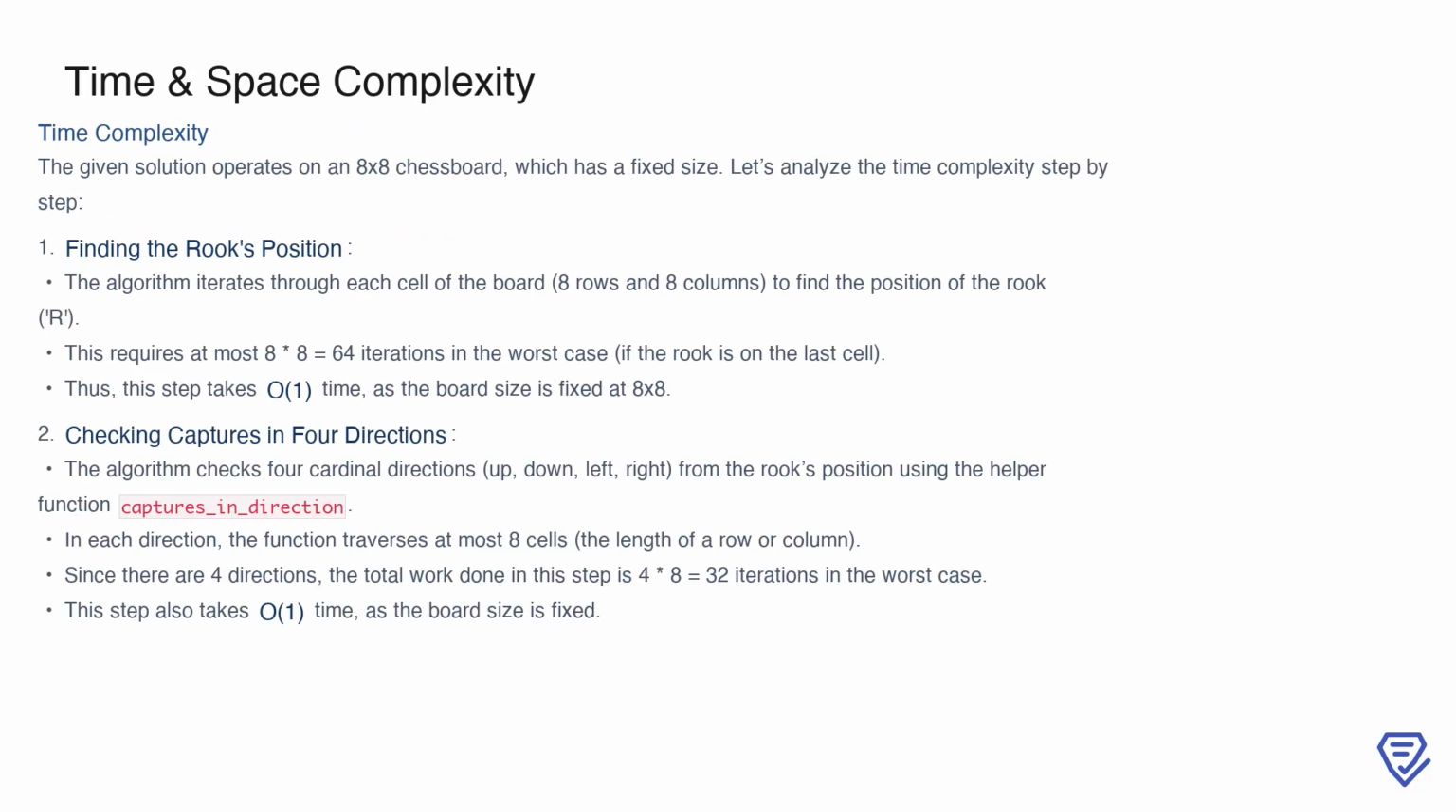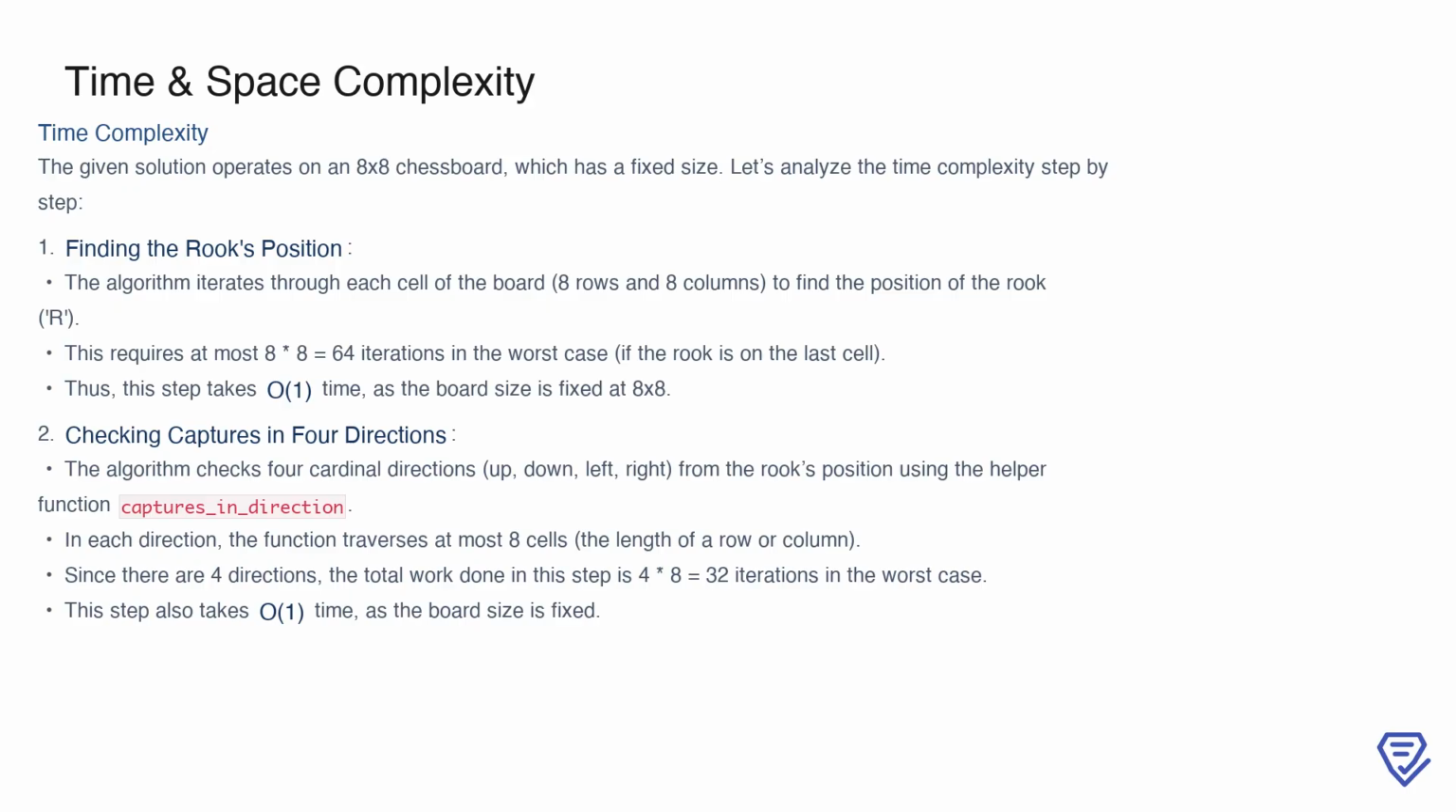The time complexity of our solution is determined by analyzing the operations performed on the fixed 8x8 chessboard. First, we locate the rook's position by iterating through each cell of the board. Since the board has 8 rows and 8 columns, this requires at most 64 checks, which is constant due to the fixed size of the board. This step takes O(1) time.